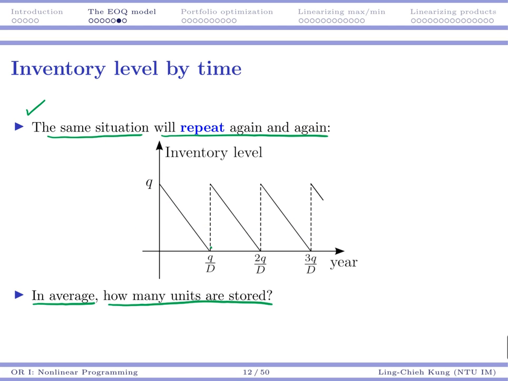Basically, we are talking about inventory cost, total inventory cost. So when you have Q units, there is an inventory cost.